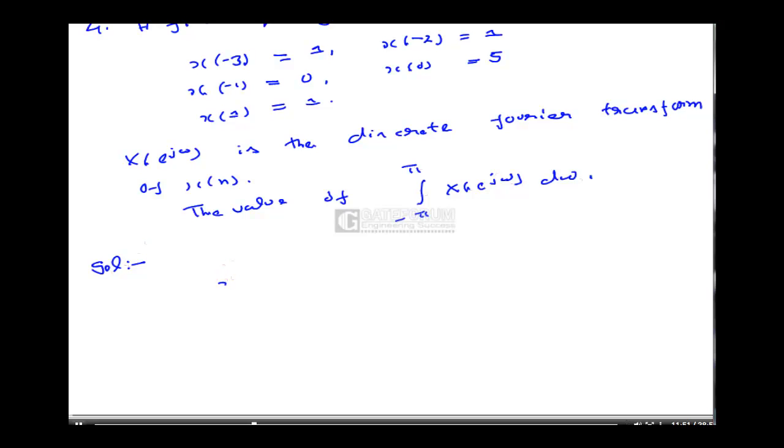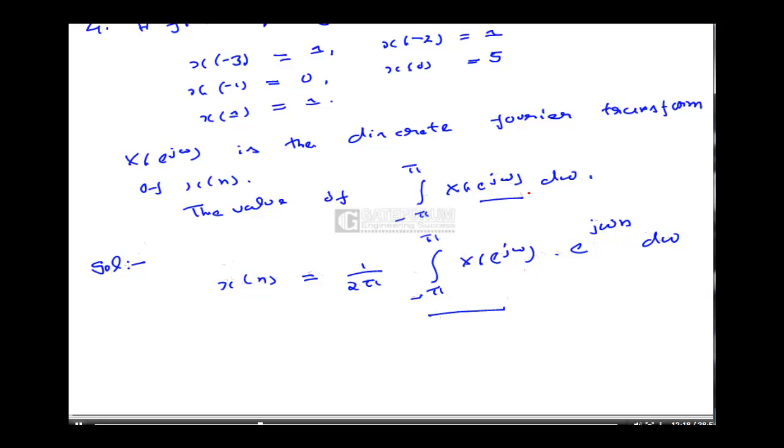We know from the synthesis equation of the discrete time Fourier transform, x[n] equals 1 upon 2 pi times the integral from minus pi to pi of X of e to the power j omega times e to the power j omega n d omega. Now compare this equation with the equation given in the question. The difference between these two equations is that the e to the power j omega n term is not there. When will this term not be there? When n equal to 0. So if I substitute n equal to 0 in this equation, I will get x of 0 equal to 1 by 2 pi times the integral from minus pi to pi of X of e to the power j omega d omega.